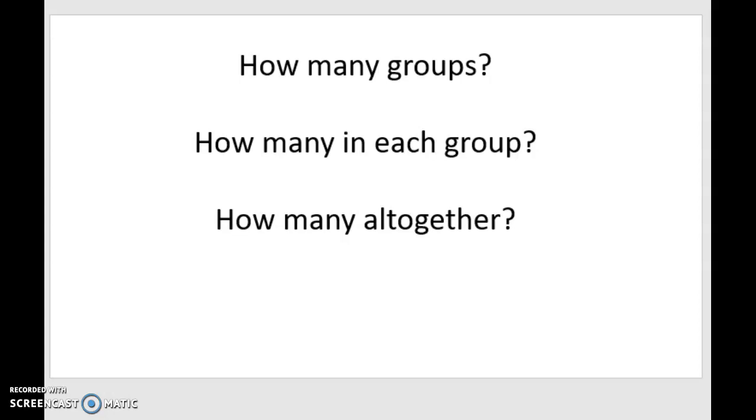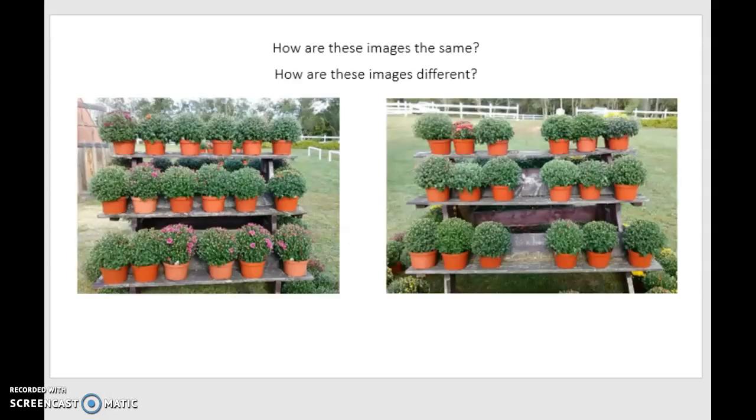Wow, great work. I'm going to show you one last picture, and here's the challenge. I want you to tell me how these two pictures are the same and how these two pictures are different. I can't wait to hear your thinking.